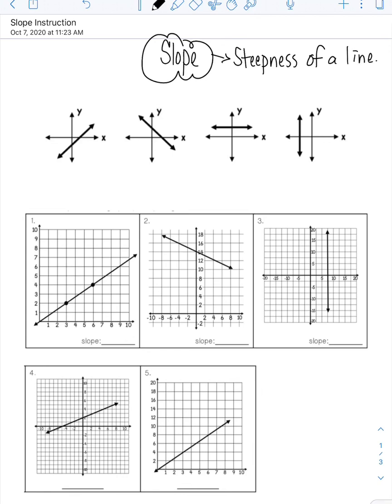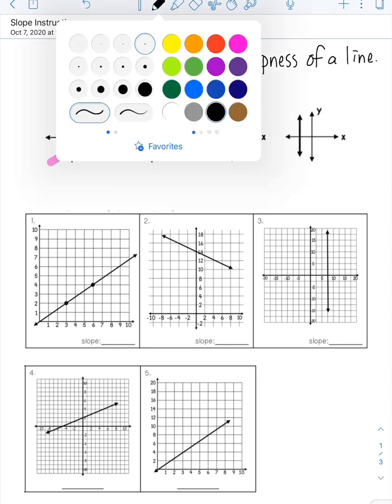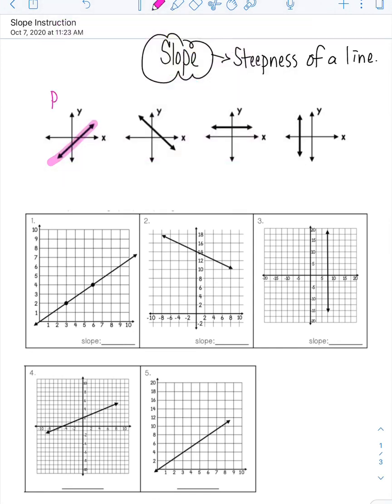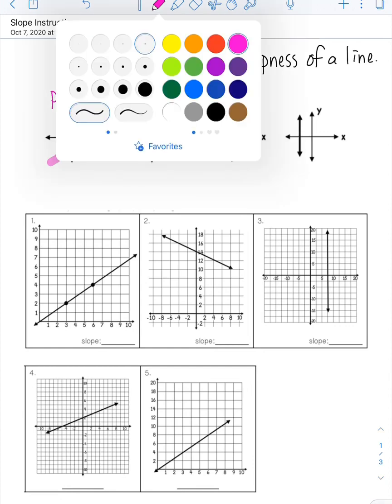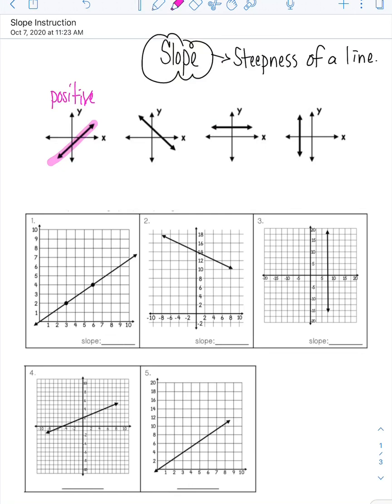And in general, there are four types of slopes that we see. So first of all, if it looks like you're climbing up a hill from left to right, that is a positive slope. So this line has a positive slope. Look at the second graph. If your line goes down from left to right, looks like you're rolling down a hill, that line has a negative slope.